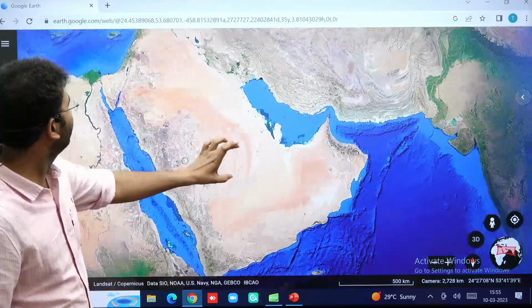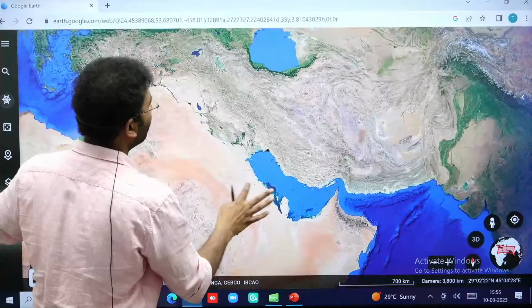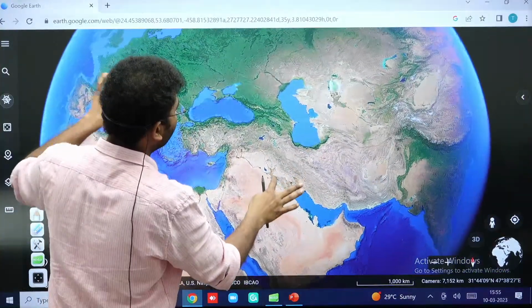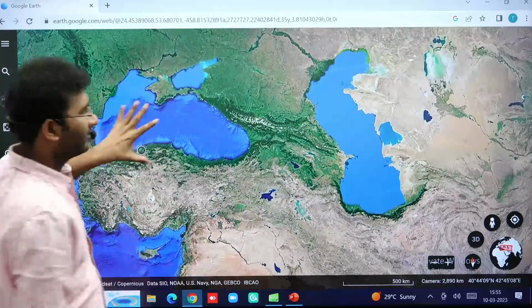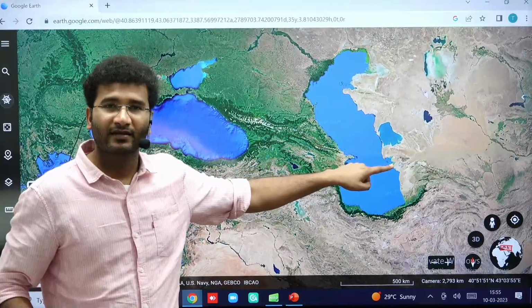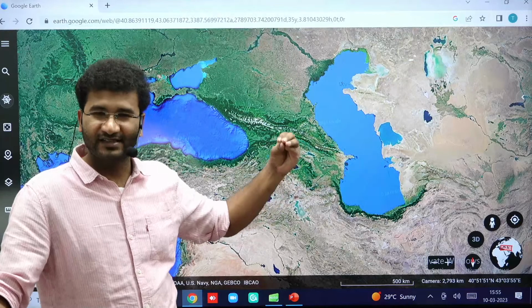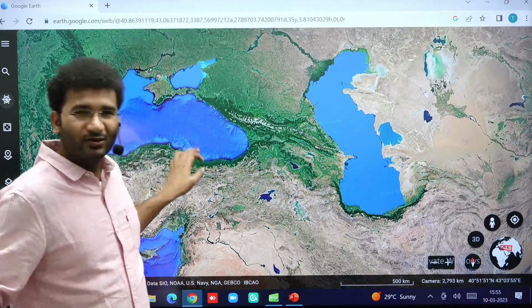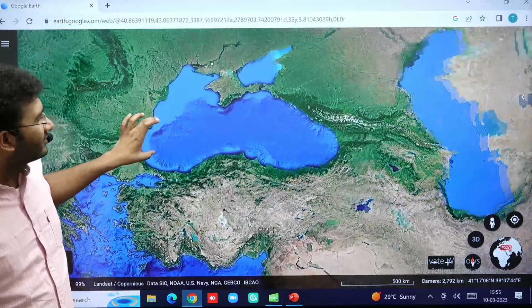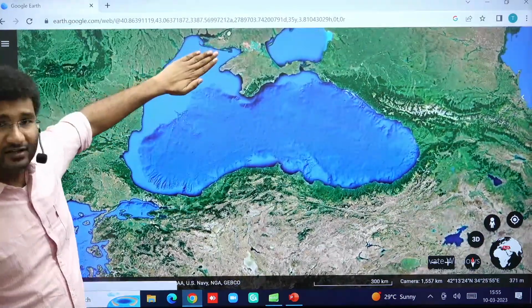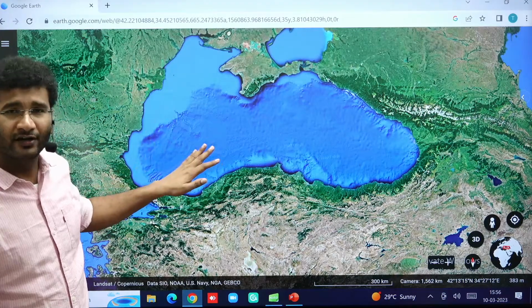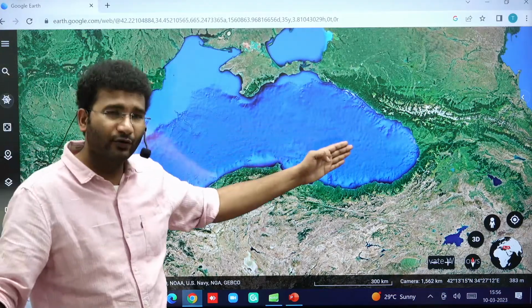Now, let's go to the Black Sea and the Caspian Sea. You have the Black Sea and the Caspian Sea. See, again, the Caspian Sea is a marginal sea. Okay? The Black Sea is not a marginal sea. Can you see the variations in the depth? This is your continental shelf, and this is not a continental shelf area, where the depth of the oceanic floor is very high.